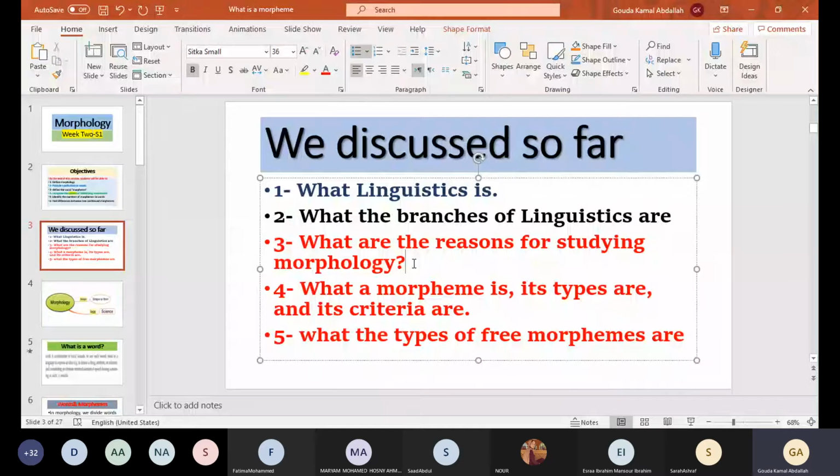We also went over the reason behind studying morphology. Why do we have this course? What is the significance of studying morphology for a student of linguistics and translation? And in this session, we are going to go over the criteria for a morpheme and the types of morphemes, the different ways of dividing morphemes, and the types of free morphemes.